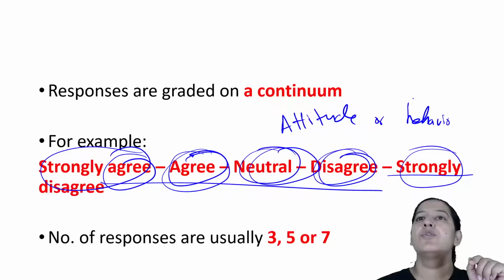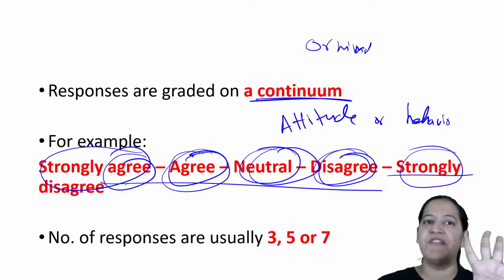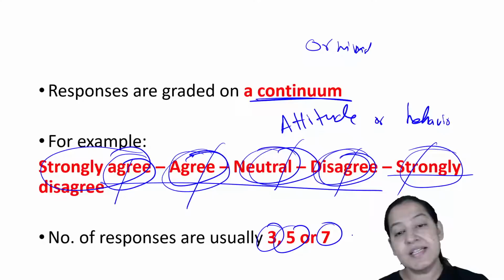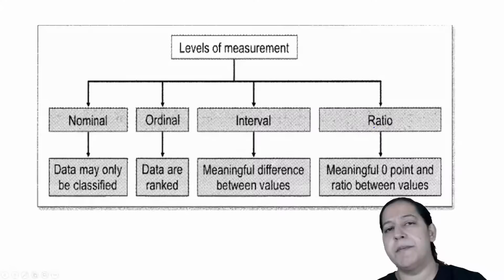Usually how many options are there? Here you can see 5 options: 1, 2, 3, 4, 5. Usually either 3 or 5 or 7 options are there. Sometimes only 2 options are also there, so it will be bipolar also.